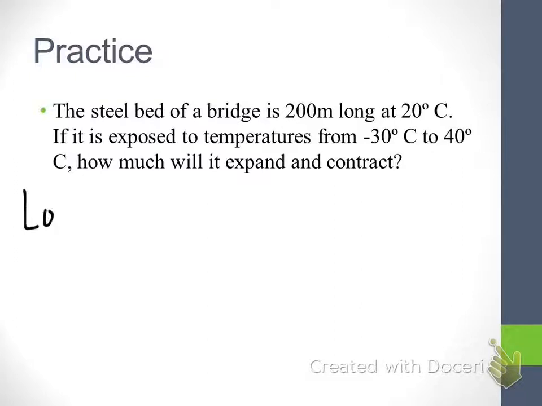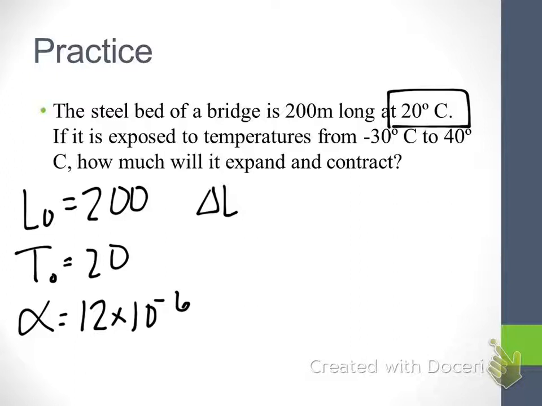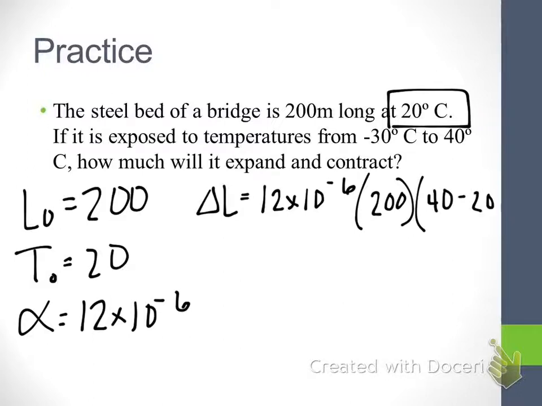Okay, so we know L initial is 200. We know our initial temperature is 20. And what is our coefficient of steel? 12 times 10 to the negative 6. And that says iron or steel. So are we going to heat first? Change in L. I'll go heat first. 12 times 10 to the negative 6 times 200 times change in temperature. Change in temperature would be final minus initial, so I'll go 40 minus 20.